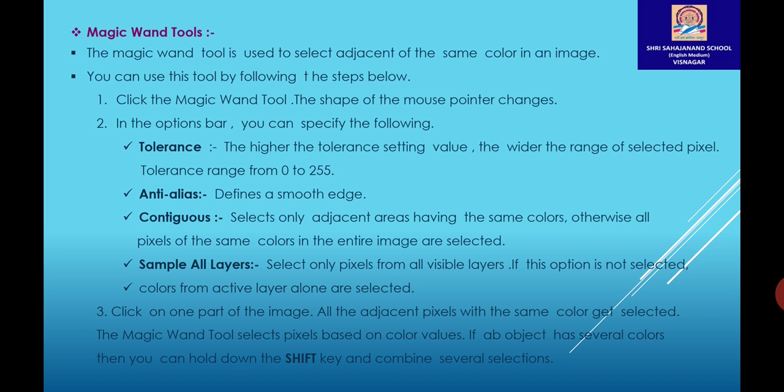And the third step: click on one part of the image, and all the adjacent pixels with the same color get selected. The magic wand tool selects a pixel based on the color value. If an object has several colors, then you can hold down the Shift key and combine several selections. In this way we can use the magic wand tool for selecting the same color or adjacent colors in an image.